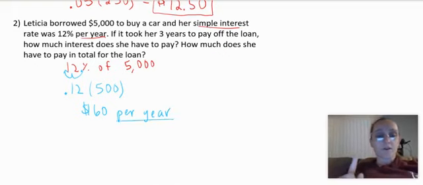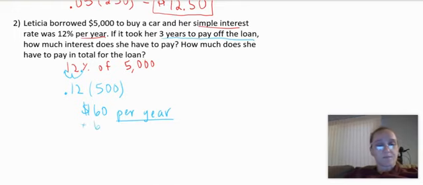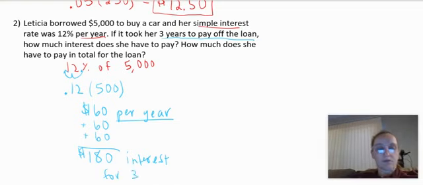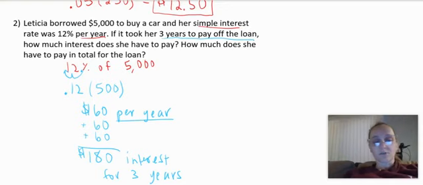So that's per 1 year, but it's saying it took her 3 years to pay off the loan. So how much interest does she have to pay? So she has to pay per year. So we need to add 60 for the second year, 60 for the third year. So in total, she's going to have to pay $180 interest for 3 years. Right, because again, that $60 is for 1 year, but we want over 3 years. So you can either do 60 plus 60 plus 60, or just do 60 times 3.